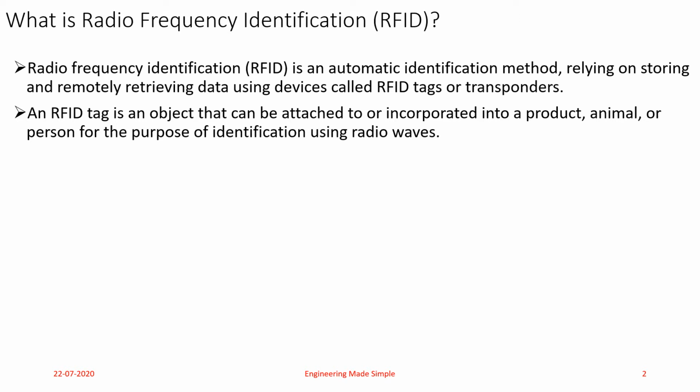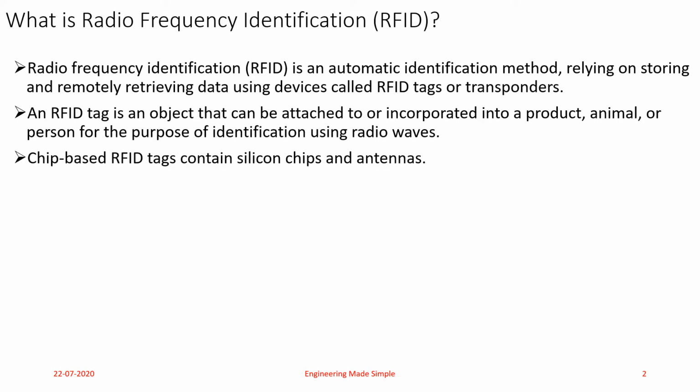So an ID tag is attached to the object of our observation, and the data which the tag reads is received on a computer, and we can analyze that. This data is communicated to us by using radio waves, so it is known as radio frequency identification.